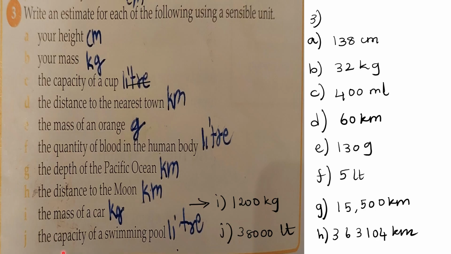Okay, here sum is the capacity of a swimming pool. Okay, so swimming pool definitely will be big only. So it contains 38,000 liter.